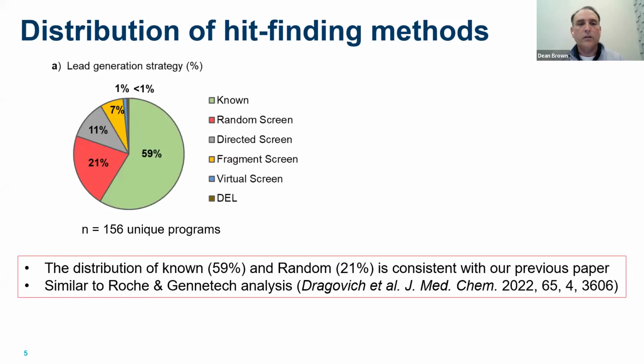So this is the initial tranche of all of those hit to lead programs. And it's consistent not only with the previous publication that Jonas and I did a few years back, but it's also consistent with, whoops, I misspelled Genentech. I really apologize about that. So it's a similar Roche Genentech analysis that was published, that the vast majority of clinical candidates come from known starting points. And we'll go into detail of what that means. 21% come from random screens, and then the rest are smaller subsets. And this is where I want to point out, it's not a referendum. I used to do a lot of DEL screening at AstraZeneca. I'm a big believer in it. It works, but there just aren't that many case studies of clinical candidates yet, and there could be reasons for that.